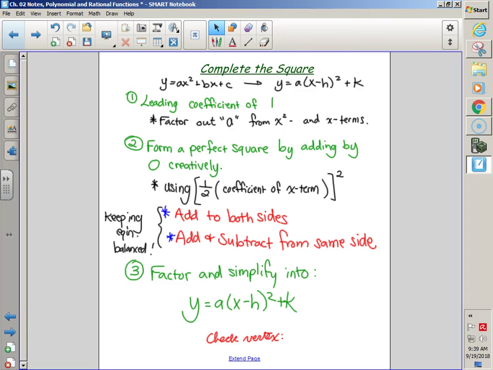And you can always check the vertex with our cool little cheater trick of, does h end up being negative b over 2a? Now here's the crazy thing. At the end of completing the square, you will have your h and your k. If you use the shortcut, you'll just have your h and you'll have to plug it into a possibly nasty quadratic and simplify a nasty fraction to get your k, which for some of you would be harder and you would make more mistakes than just completing the square.